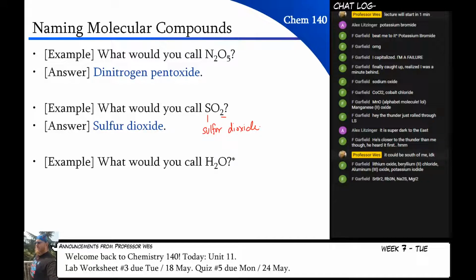What would I call this? Notice I put an asterisk here. You can't call it water anymore. There's 2 of them, so dihydrogen. And then we have 1 oxygen, so this is monoxide.